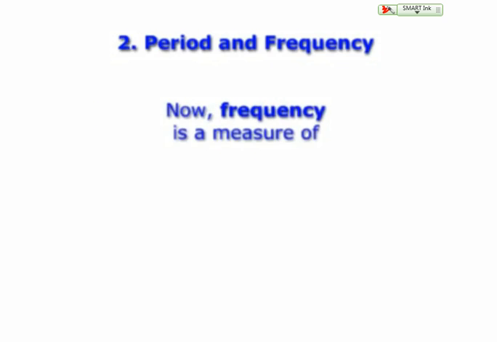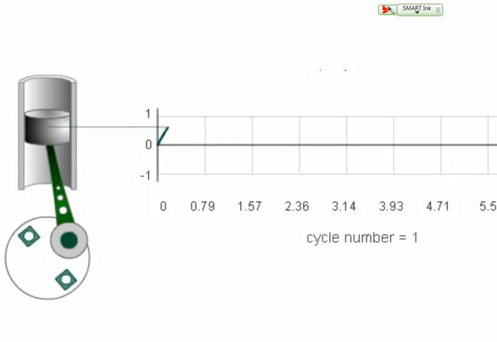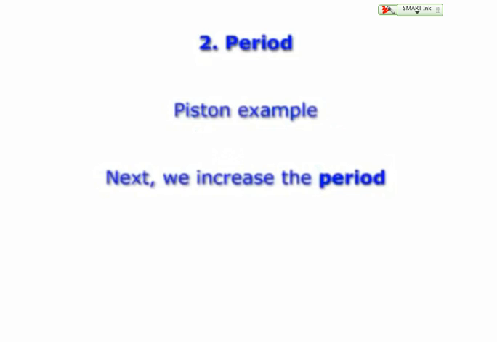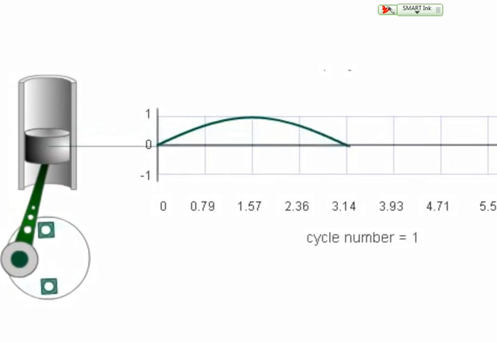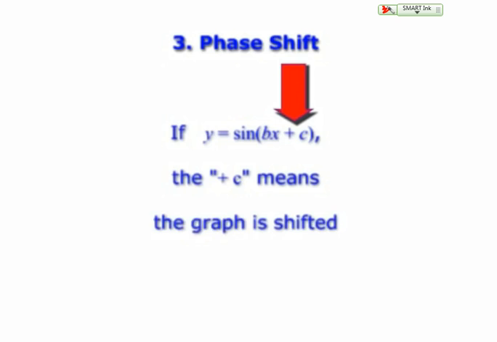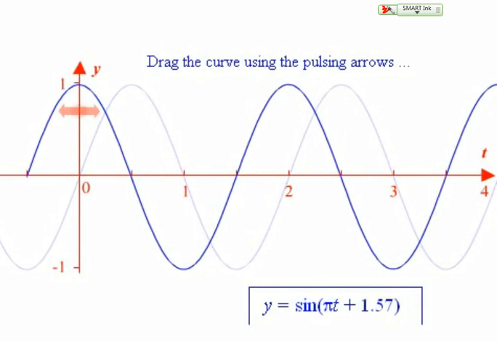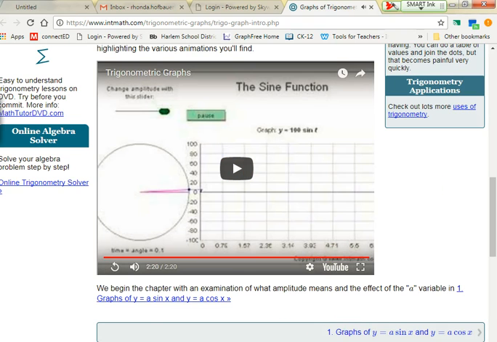Notice it didn't say B is the period, it said B changes the period. We'll talk about frequency tomorrow. Okay, so for that piston, the period is how long it takes to make one complete cycle. Today's shift tomorrow. All right, back to this.